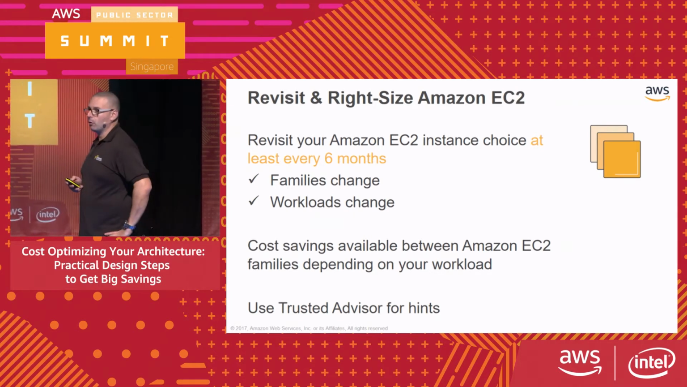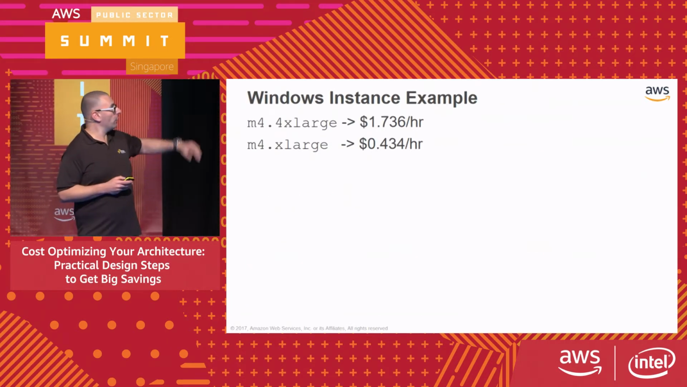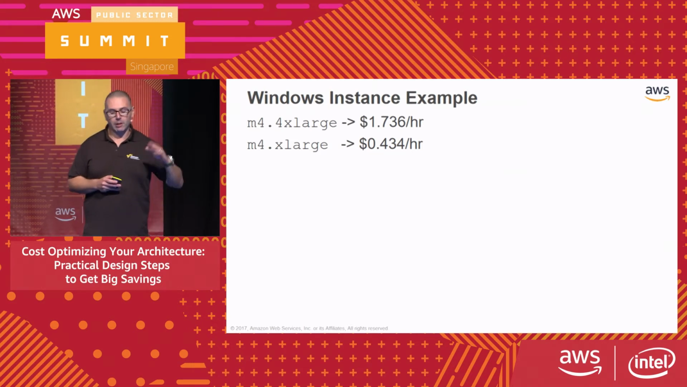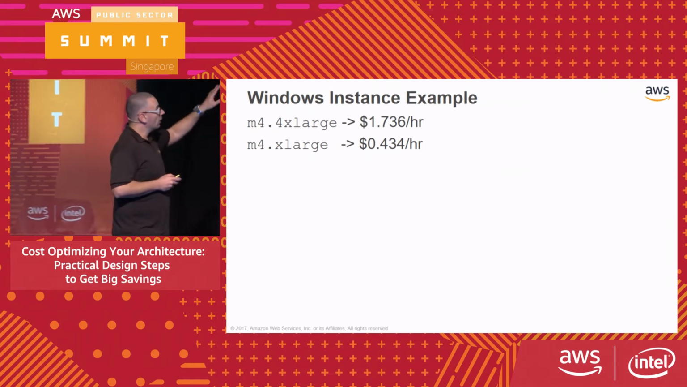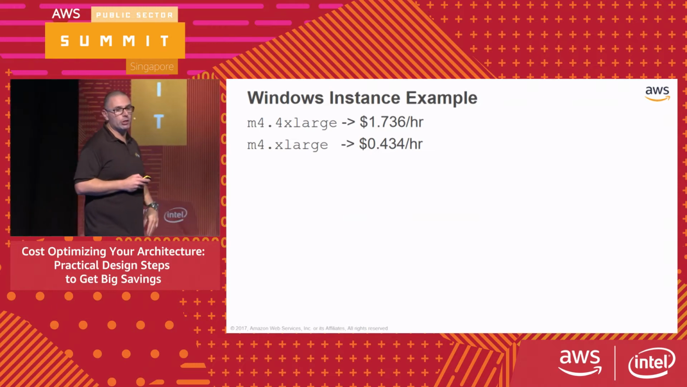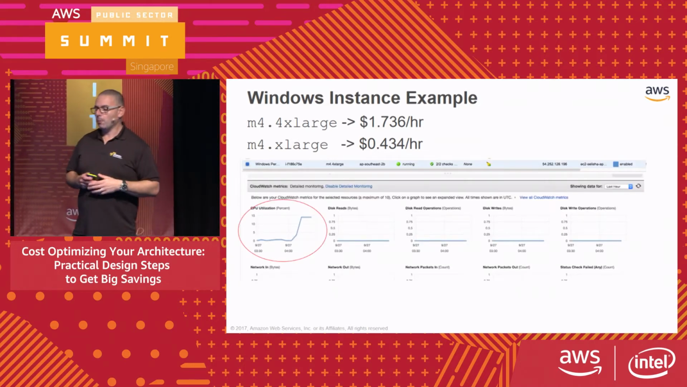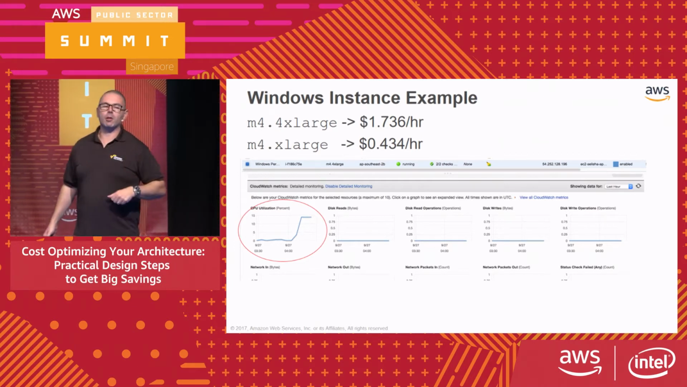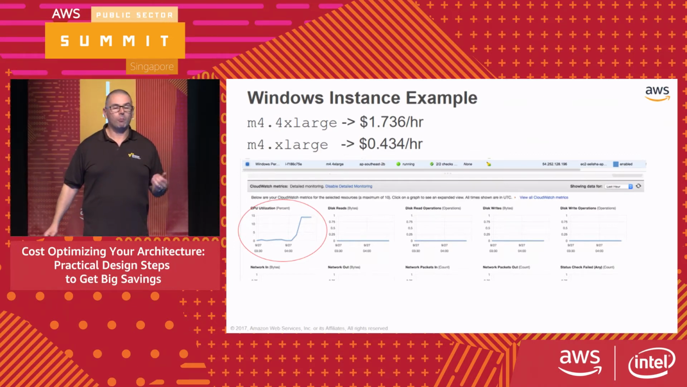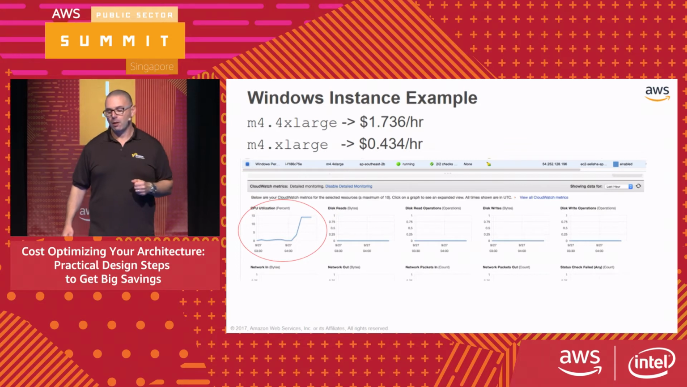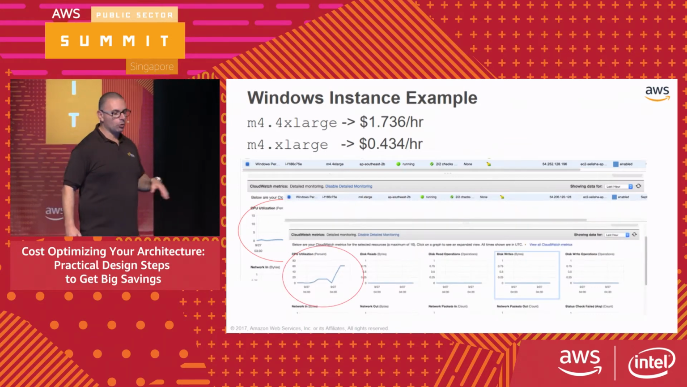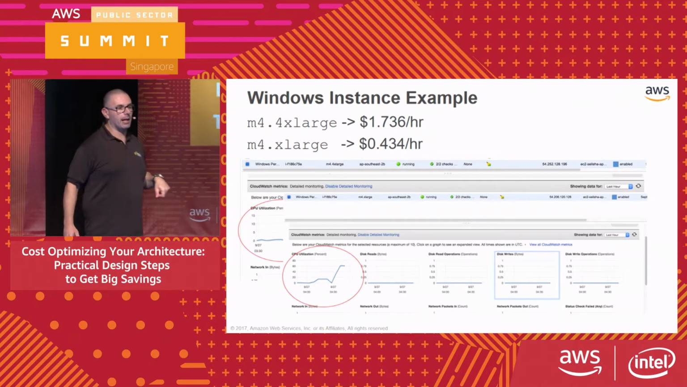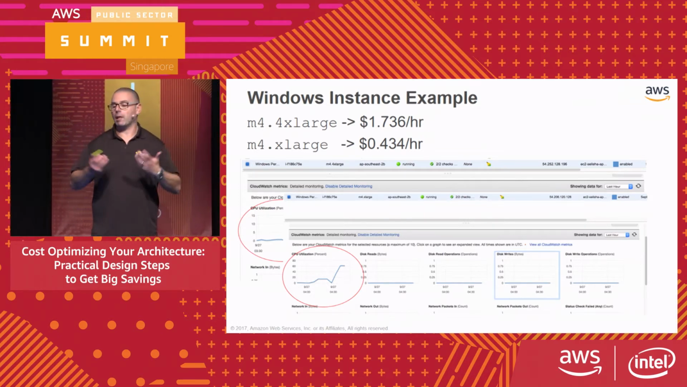Let me work an example for you. Let's take M4 4x large running Windows compared with an M4 extra large. You can see $1.73 per hour, 43 cents per hour. That's the differential. So if I'm running my application and I can see that in a general sense it pretty much pegs out at 15% of the CPU, I've probably got too big a size of instance. So if I shift that over to the smaller size, the M4 extra large, it's just an experiment, I can change it back if I need to.